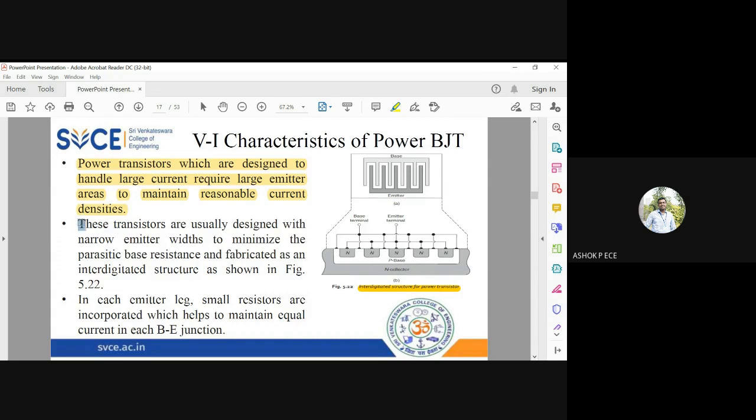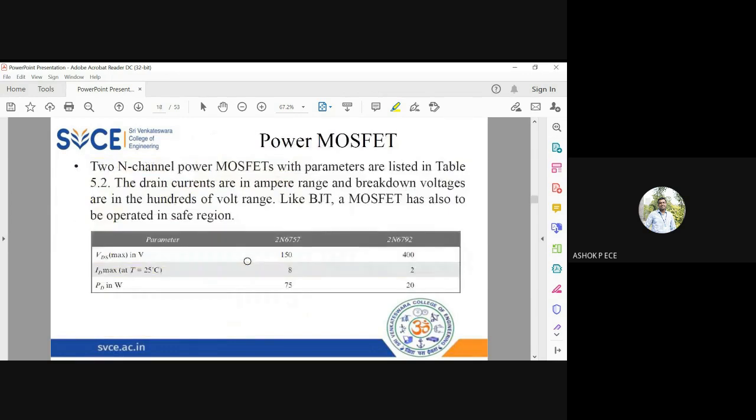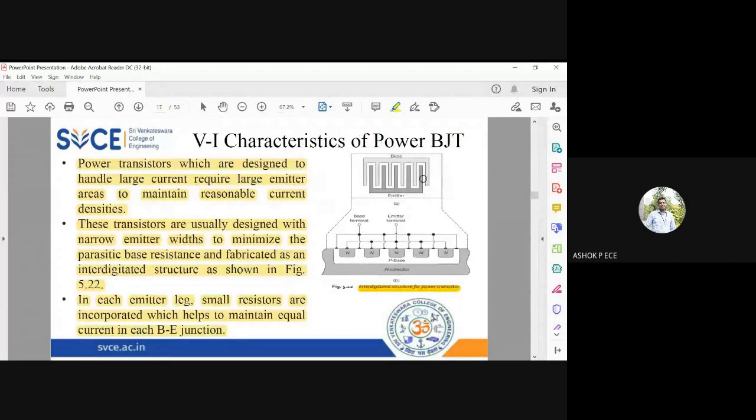So the emitters are usually having a narrow width to minimize the parasitic resistance, and structure is called as interdigitated structure. So in each emitter leg, small resistors are incorporated, which helps to maintain the equal current in the base emitter junction. So by fabrication, they ensure that you maintain a very small amount of resistance, so that you can also control the amount of current flowing across the base emitter junction, and also you need to maintain a constant 0.7 voltage across the VBE, right? So that is the purpose of including small resistors in the emitter base junction. So this is the one popular structure of power BJT available in the market.